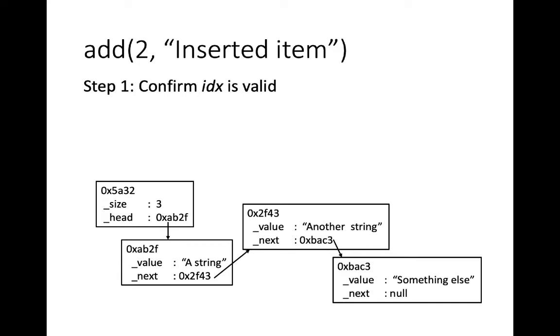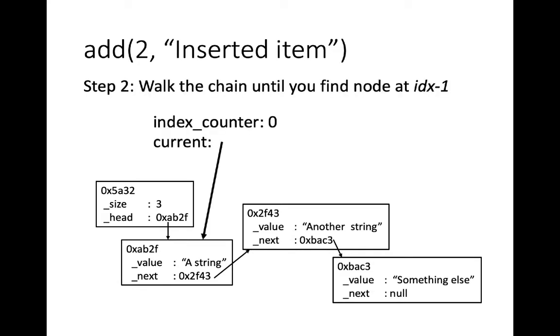So we confirm IDX is valid. Now we walk the chain until we find node index minus 1. What's index? Index is 2. So we walk until we find the node at index 1. We know how to walk, right? We have a little while loop. While my index counter is not equal to the index value I'm looking for, update the index counter and update current. We already know how to update current, right? So we'll walk once, and now we're here, and now we're here. We got it, okay? This is the index minus 1, right? I'm trying to add at 2, so I need to walk until I get to index 1.